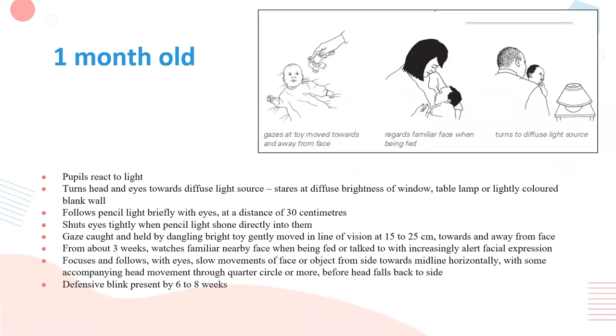Okay, so for a 1 month old child, they usually have not yet developed fine motor development because this is the phase that starts to develop visual and perceptual development. So the pupils will only react to light and then turn the head and eyes towards the diffuse light source, follows pencil light, and all of this is only the visual perceptual development, not yet the fine motor development. Okay, next.